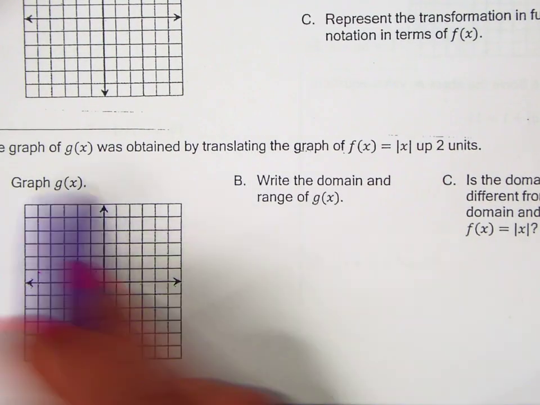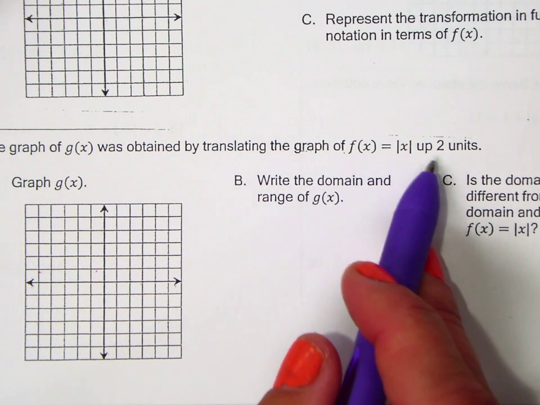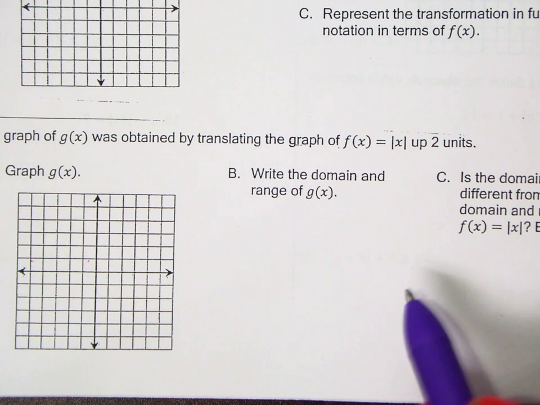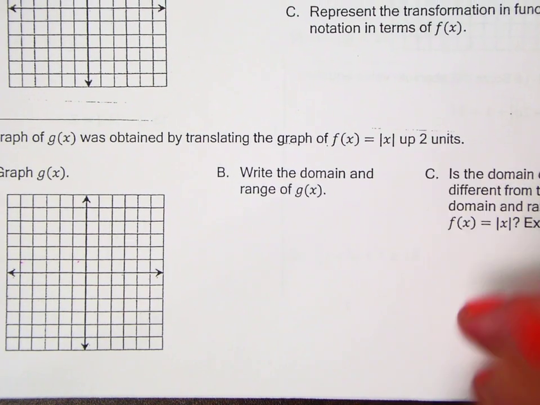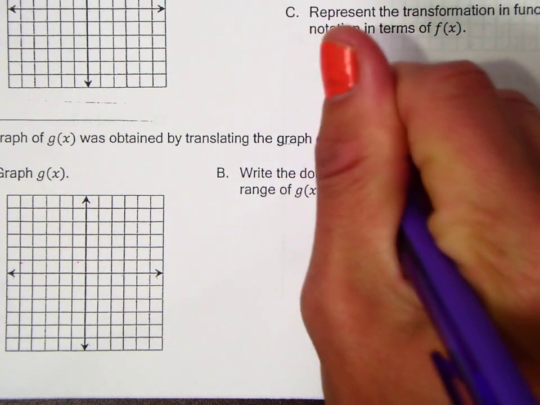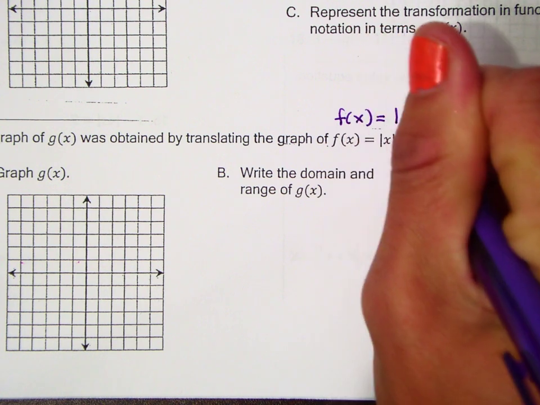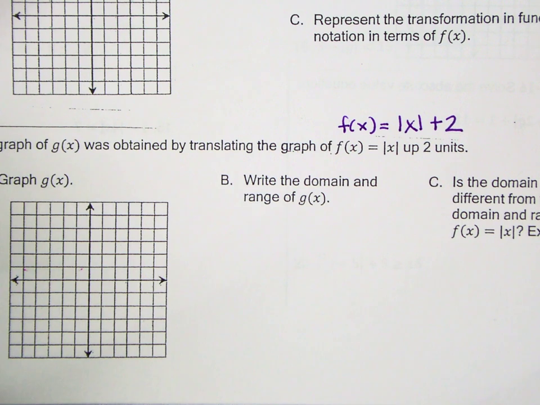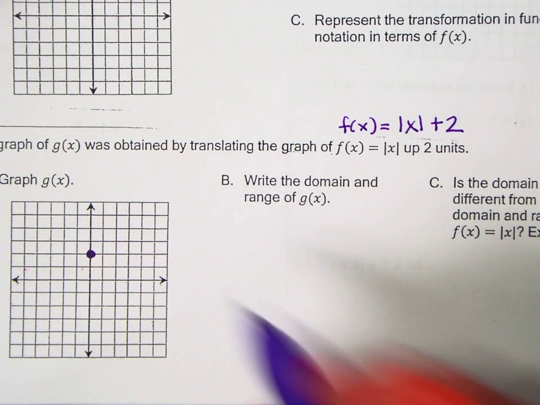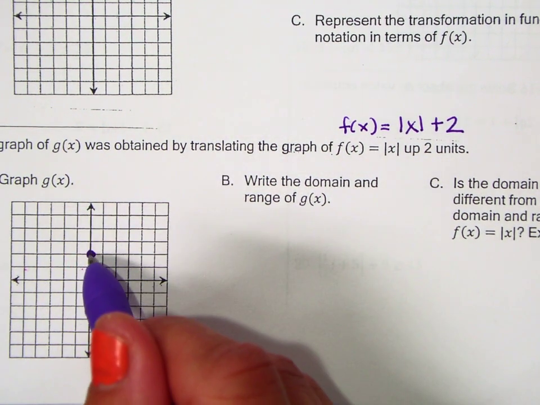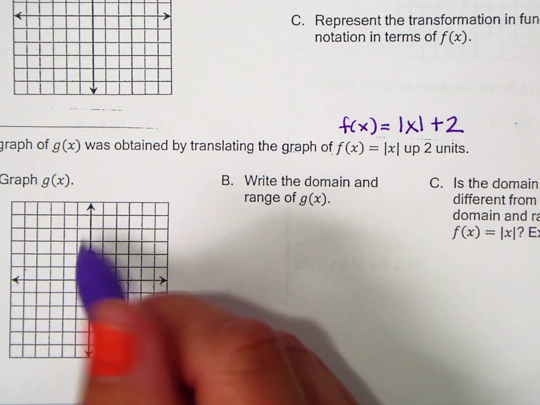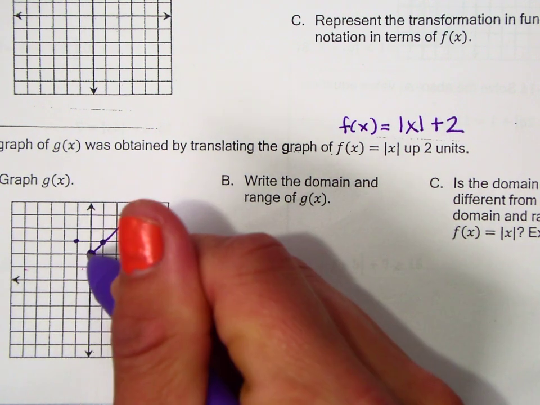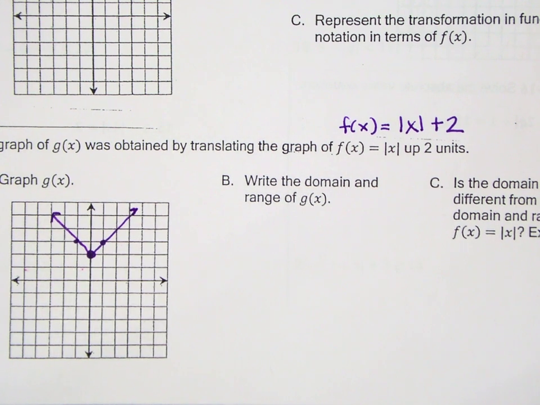Number 7 says g of x was obtained by translating the function up 2 units. And this is asking about domain and range. So first I need to graph this. So if you want a function, the up 2 is going to go on the outside as a plus 2. So on my graph, I'm going to go up 2. And then there's nothing changing with your slope, so it's still going to be 1, 1. No stretching, no compressing, no reflecting, none of that. So if nothing changes, it's just up 1 over 1.